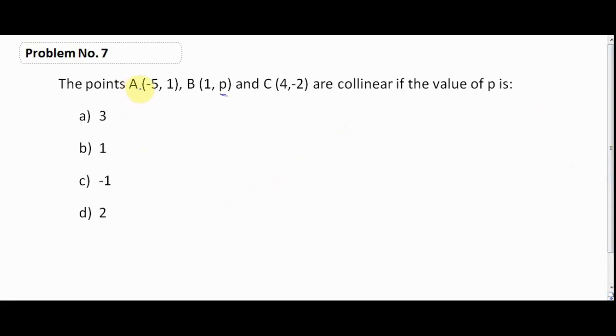So the 3 points are (-5, 1), (1, P) and (4, -2). Let's try to find out the area of the triangle formed by these 3 points. So it is equal to half of x1 into (y2 minus y3) plus x2 into (y3 minus y1) plus x3 into (y1 minus y2). Okay, so this value should be equal to 0, because it is given that the 3 points are collinear. So let's substitute the values.